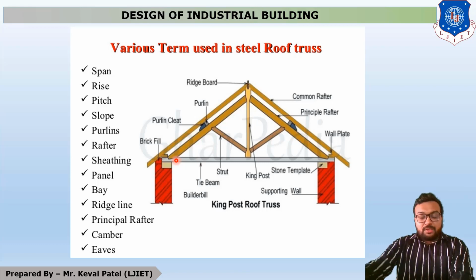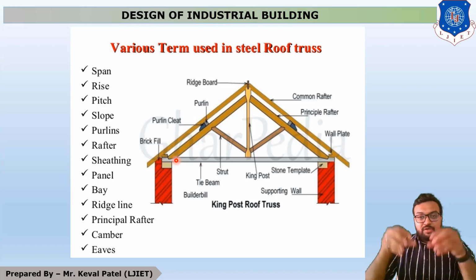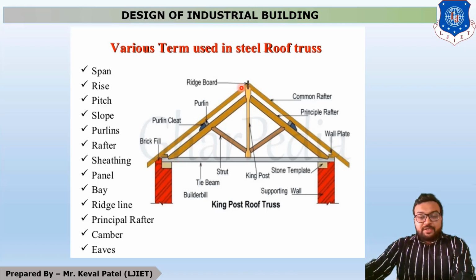Now let us start today's session, in which first of all, how load transfers from one member to another. You can see that at this point there are two purlins: the first purlin at this side and another purlin at this side. This side's purlin supports this side of the roofing material, and this side's purlin supports this side of the roofing material. This is your first purlin, this is your second purlin, and this is your last purlin.